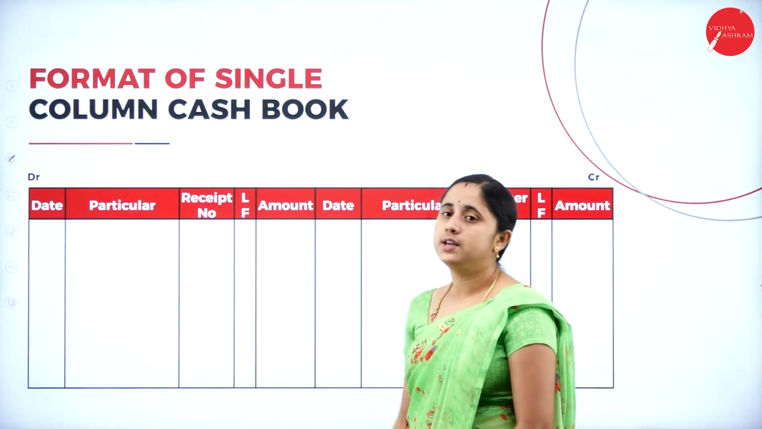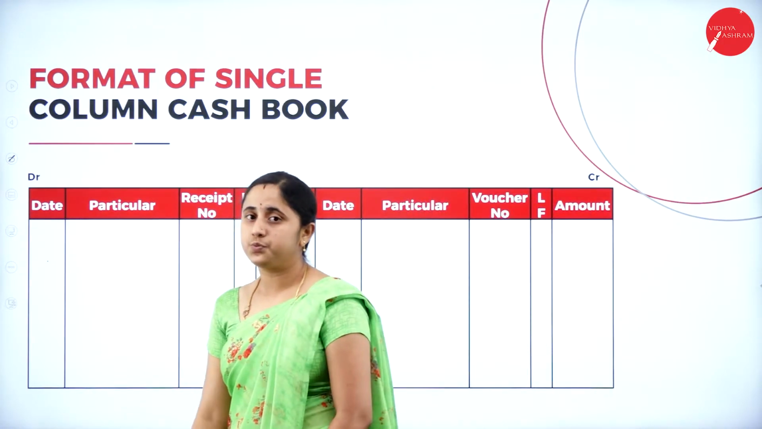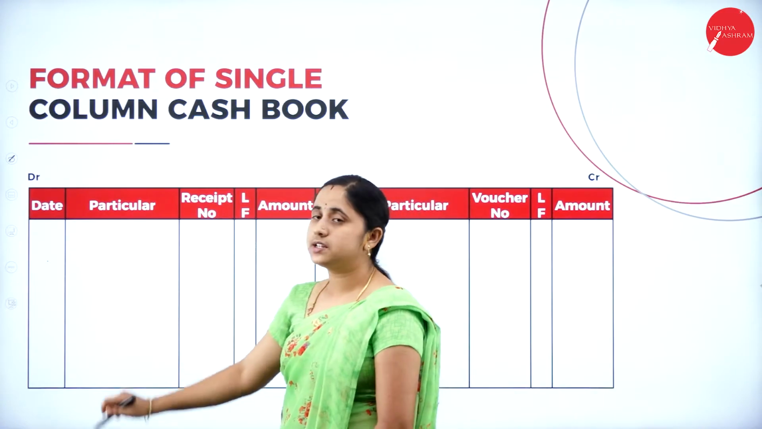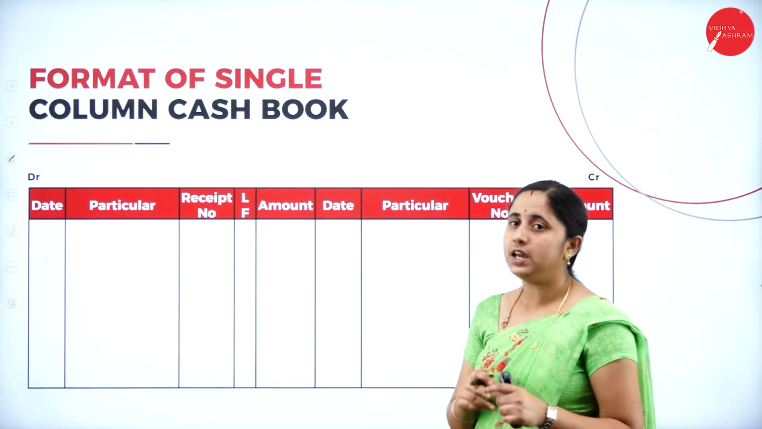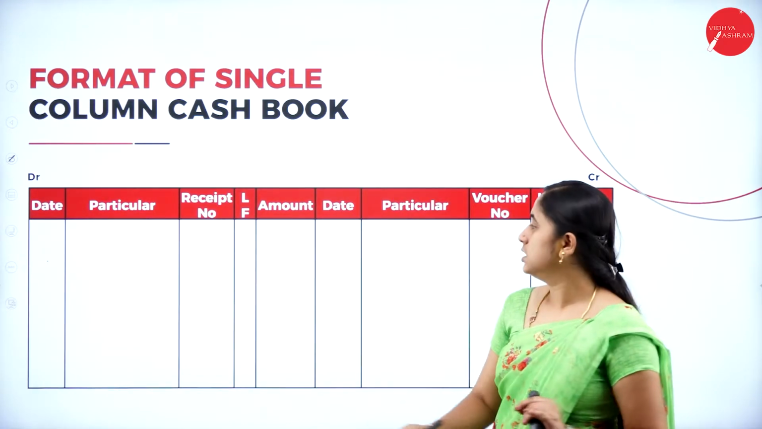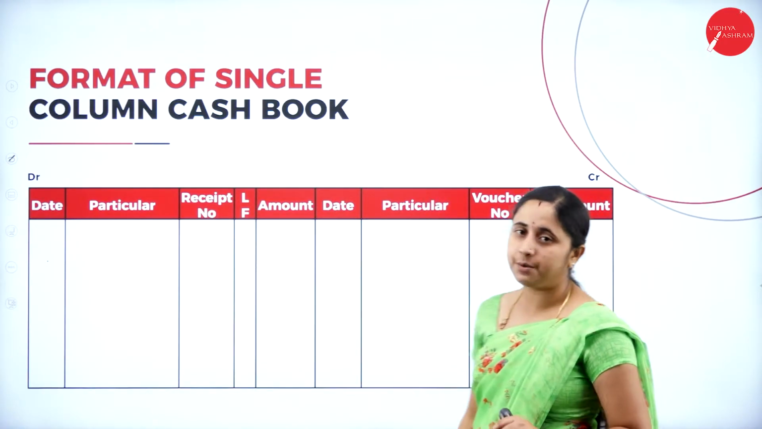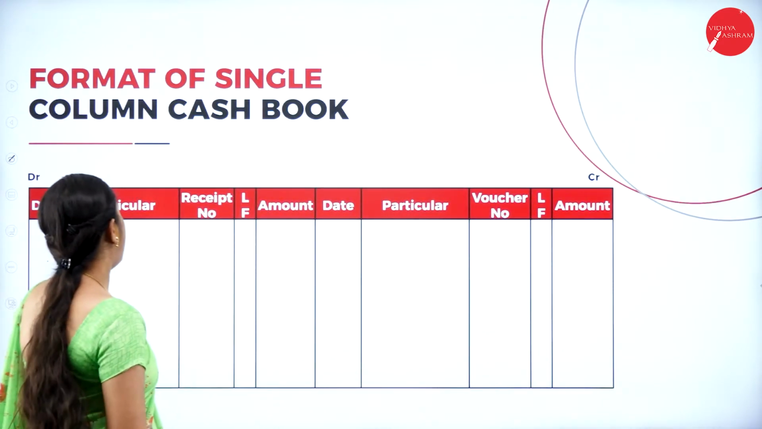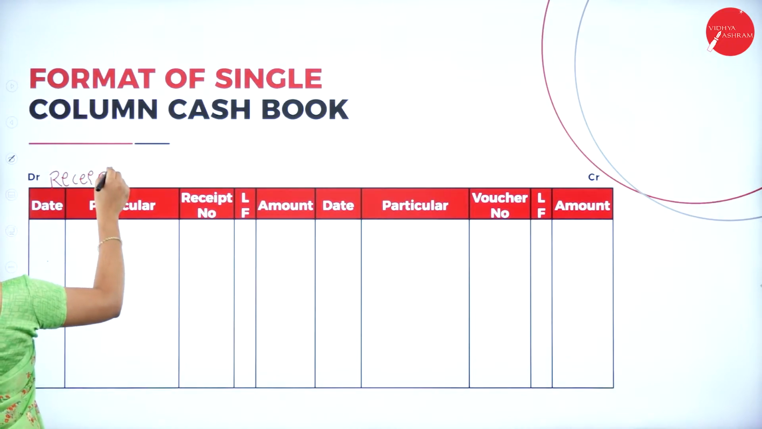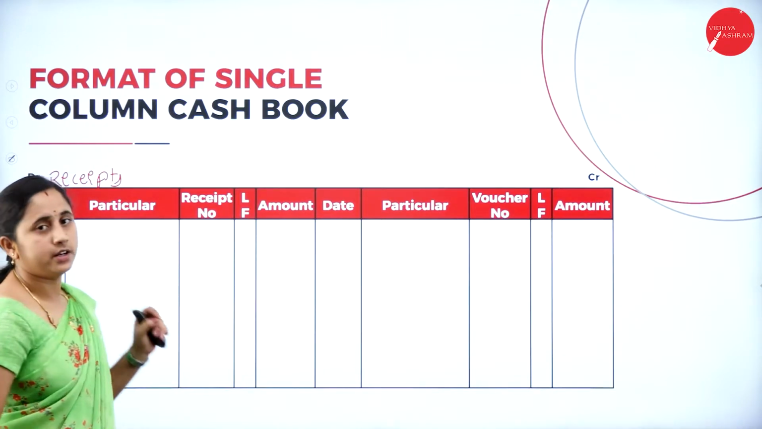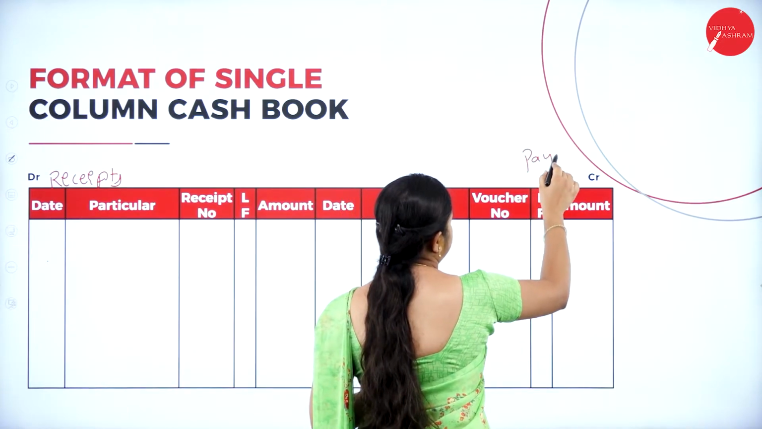This is the format of the single column cash book. Debit, credit. Date is to record the date, and particulars is to write the party name or brief information about the transaction. You will write the receipt number, LF, ledger folio, amount, again date, particulars, voucher number, LF and amount. Here, on the debit side, you will write all the receipts, so here you will write the receipt number. On the credit side, you will write all the payments.